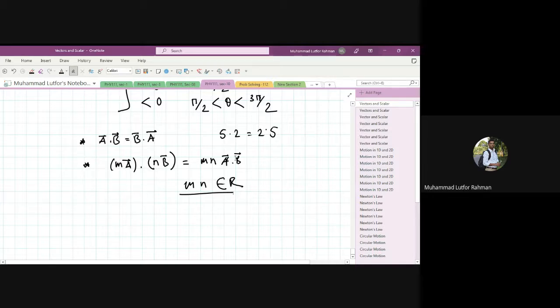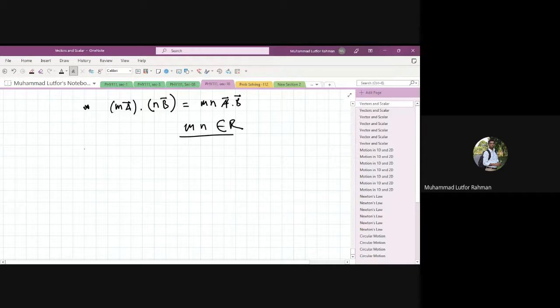One more thing: if you have three vectors, it's called the vector triple product. Say I have three vectors a, b, and c. If I first take the cross product, it's basically a vector, right? Because b cross c is a cross product, it's a vector.